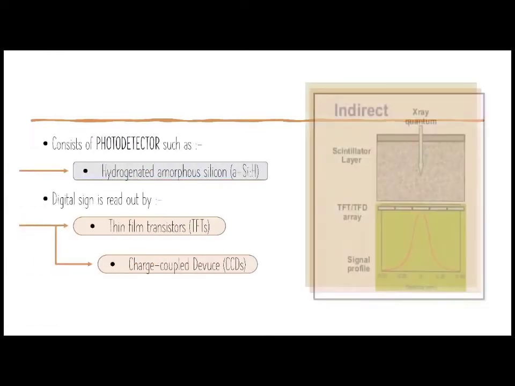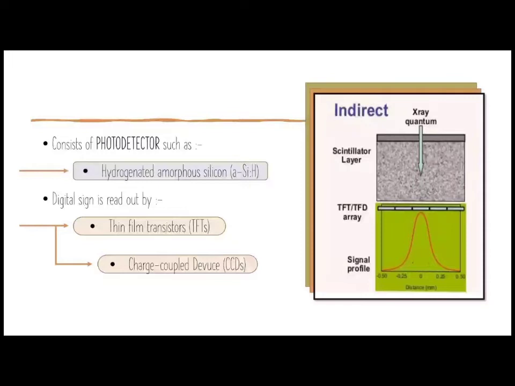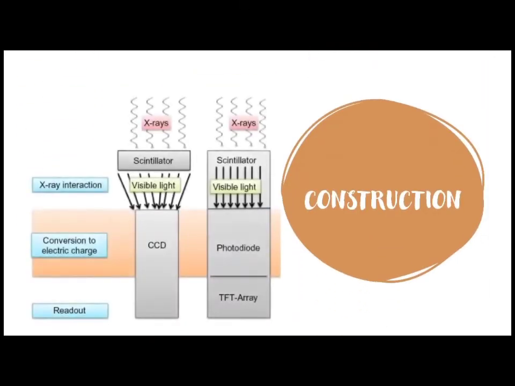It also consists of photodetectors such as hydrogenated amorphous silicon. The digital signal is read out by thin film transistors, TFTs, or charge-coupled devices, CCDs. Now this is the difference between structured and unstructured. As we can see from the diagram, the unstructured indirect flat panel system uses CCDs, while the structured uses TFTs.